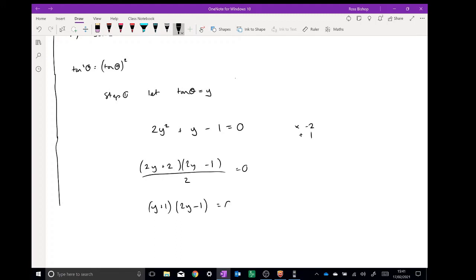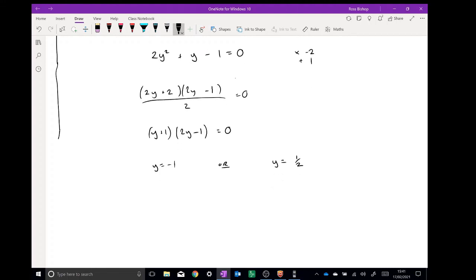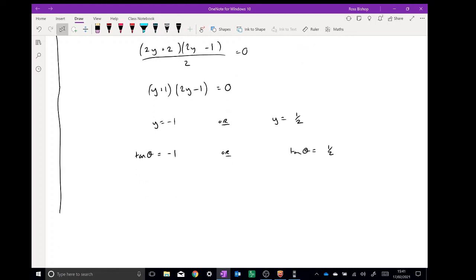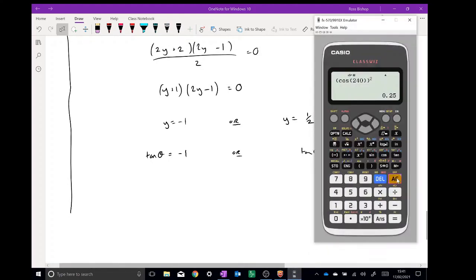Okay, equals 0. So I can solve that. y equals negative 1 or y equals half. Okay, and I just replace it back because y was tan theta. I can now just say, well, tan theta equals negative 1 or tan theta equals half. Okay, now I just go to my little table. The first value I always get from the calculator. So let's do the left side first.